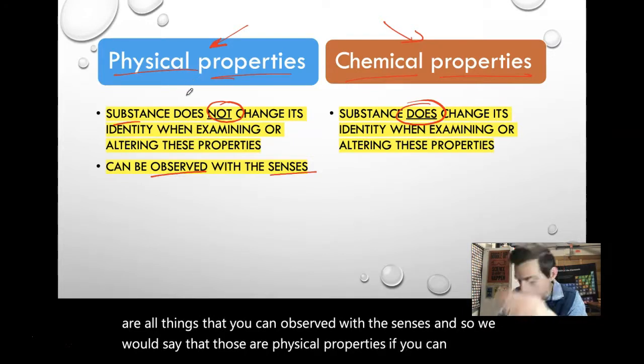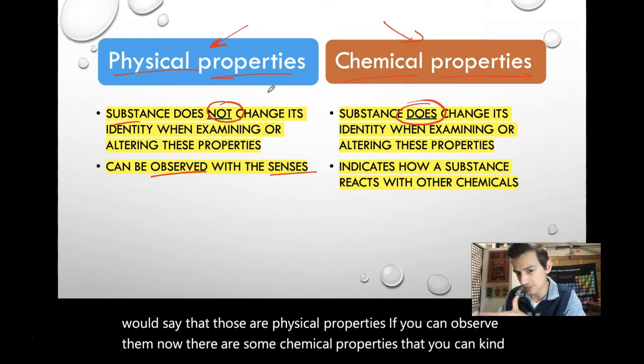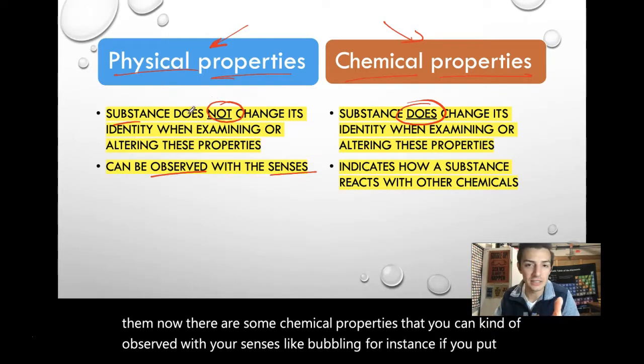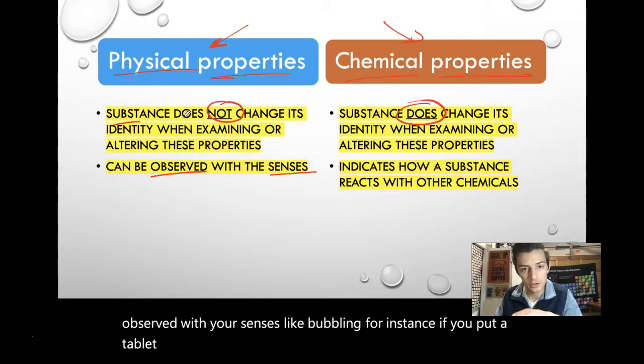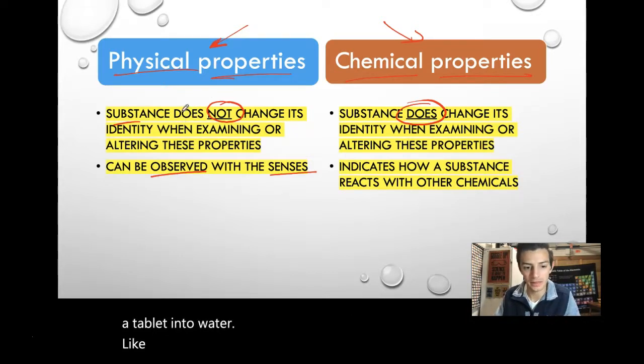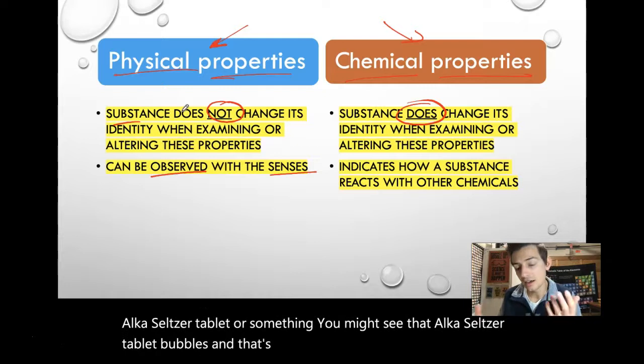Now, there are some chemical properties that you can kind of observe with your senses, like bubbling, for instance. If you put a tablet into water, like an Alka-Seltzer tablet or something, you might see that Alka-Seltzer tablet bubbles, and that's a chemical property of mixing those two things together.